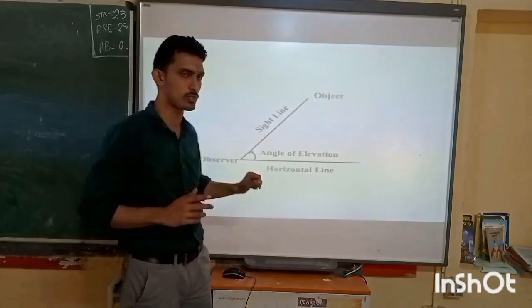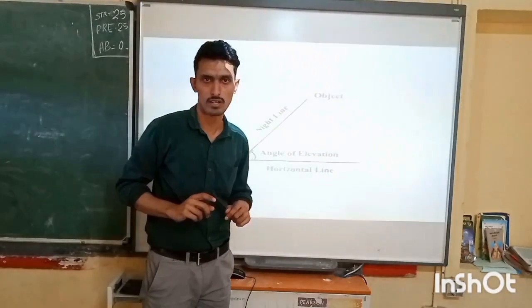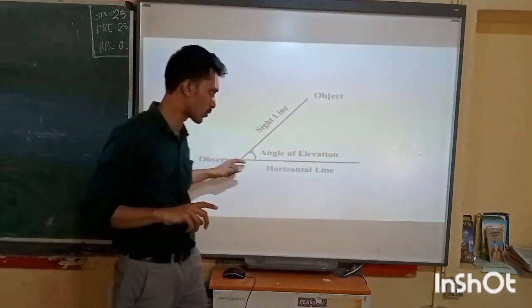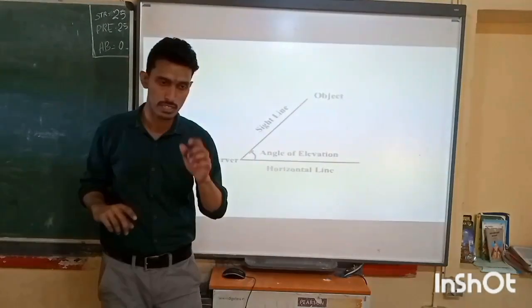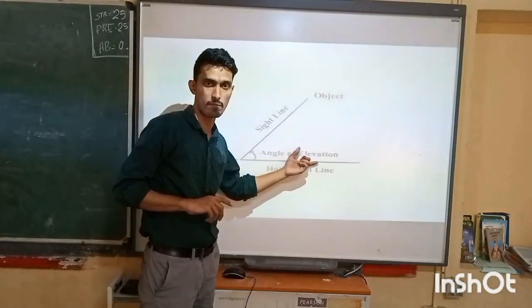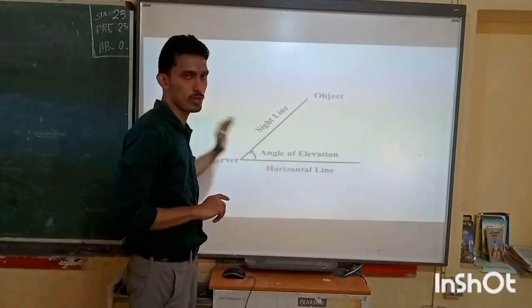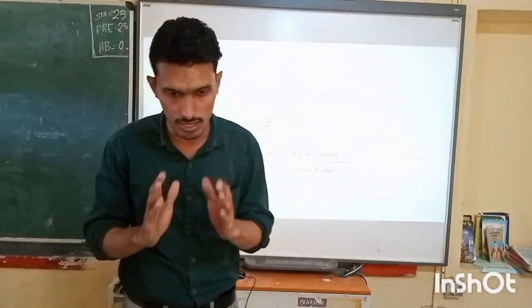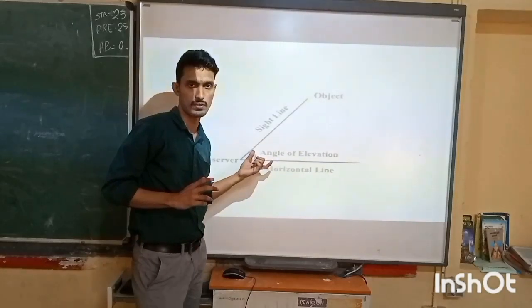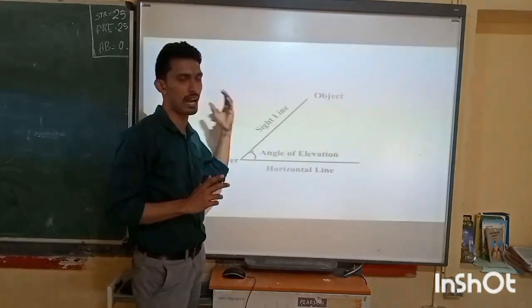And that angle is called angle of elevation. So the first terminology that we are learning in this chapter is horizontal line. Before that, line of sight is also there, but more than that, horizontal line is most important. And above the horizontal line, a specific angle is formed, and that angle is called angle of elevation, right? So that elevated angle, right?